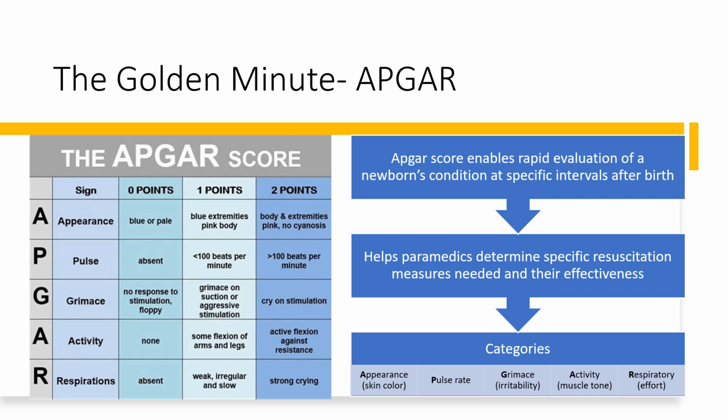Activity, no activity. So if they have some flexing of the arms and legs, 1 point. Active flexing and against resistance, 2 points. And respirations absent, 0 points. 1 point is weak, irregular, and slow. And then 2 points is crying and screaming. So typically on a pretty healthy one, you're going to see a smattering of 1 to 2. And we're more worried about that second one. We basically want to see an improvement between the 1 minute and the 5 minute checks.